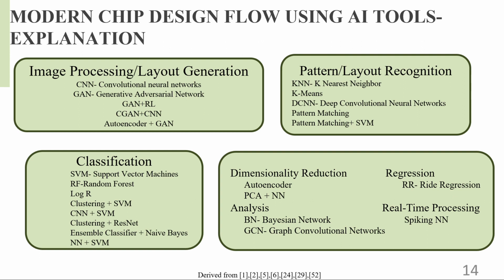For classification, these techniques were already mentioned in fault detection. They have the same function in classification also. An autoencoder is used for dimensionality reduction. For real-time processing, spiking NN is used, and Bayesian network, graph convolutional networks, etc. are used for analysis purposes.